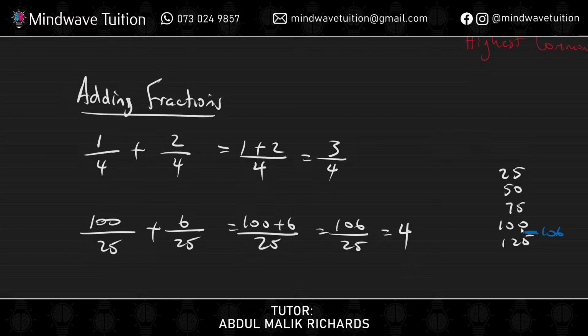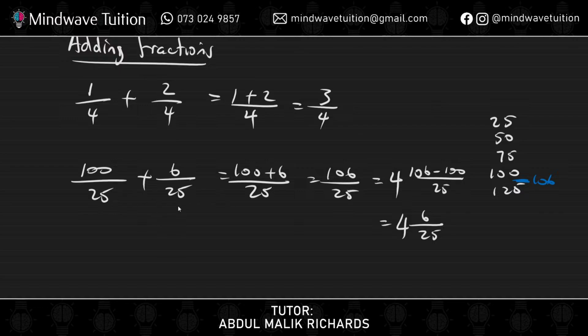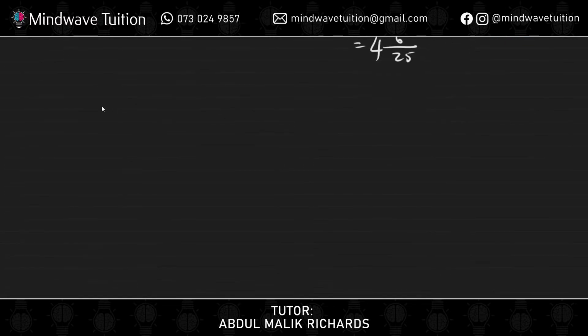1, 2, 3, 4. And there's going to be a remainder: 106 minus this 100 over here. And again, the denominator will stay the same. So 106 minus 100 will give us 6, and the denominator of 25. So that's the first case of adding fractions. When the denominators are the same, we just add the numerators. But what happens when the denominators are not the same? So let's say 3 over 4 plus 5 over 7.